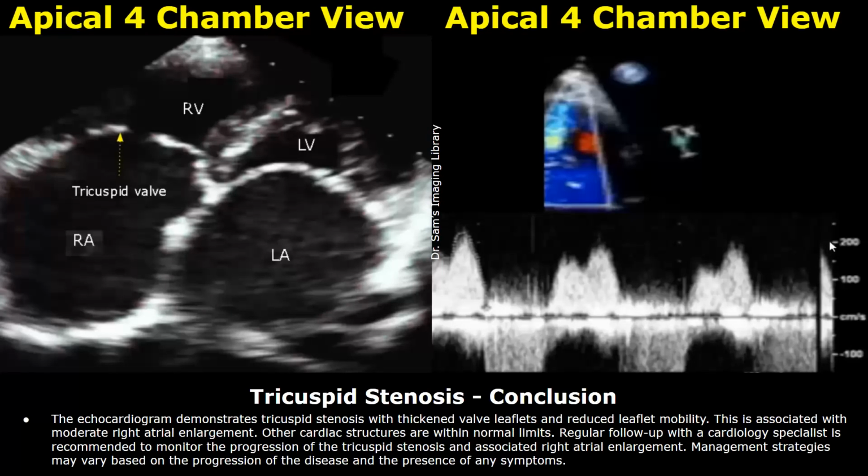Regular follow-up with a cardiology specialist is recommended to monitor the progression of the tricuspid stenosis and associated right atrial enlargement. Management strategies may vary based on the progression of the disease and the presence of any symptoms.